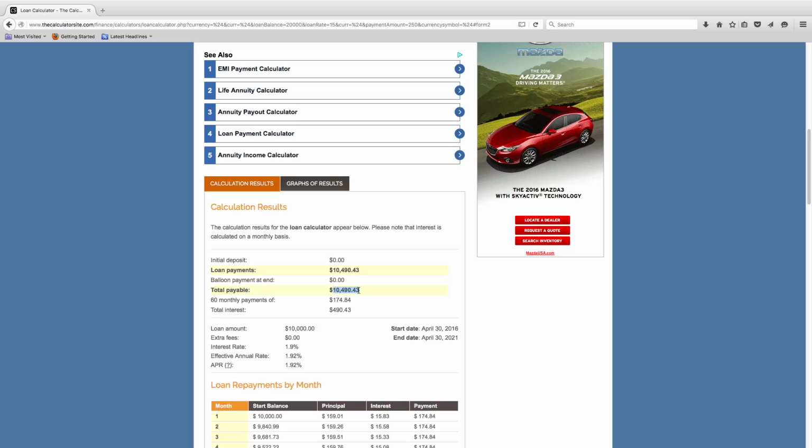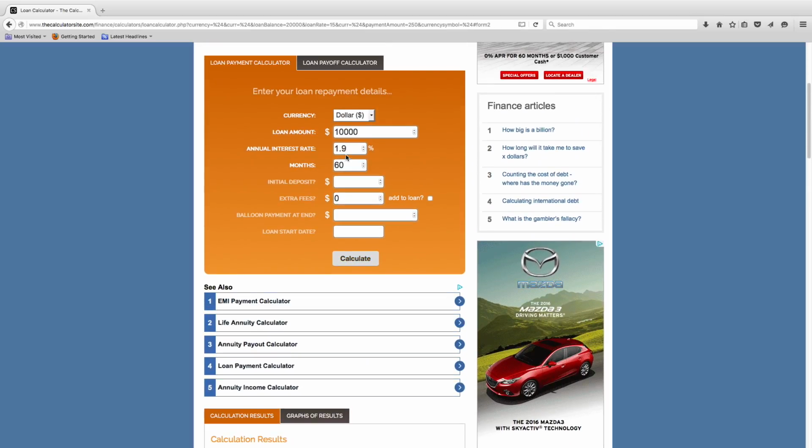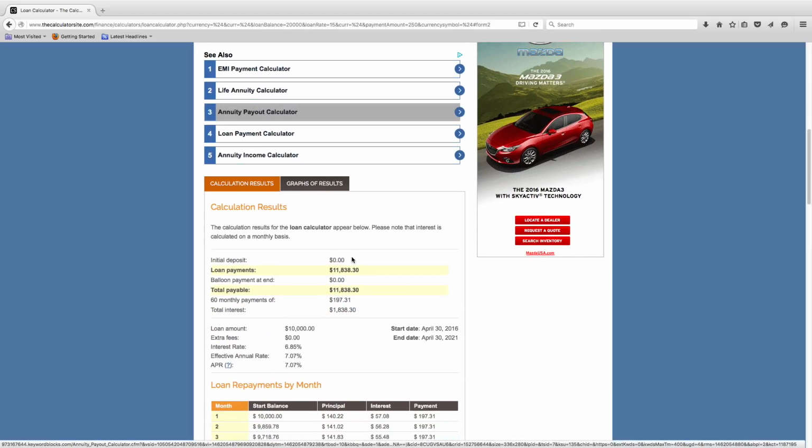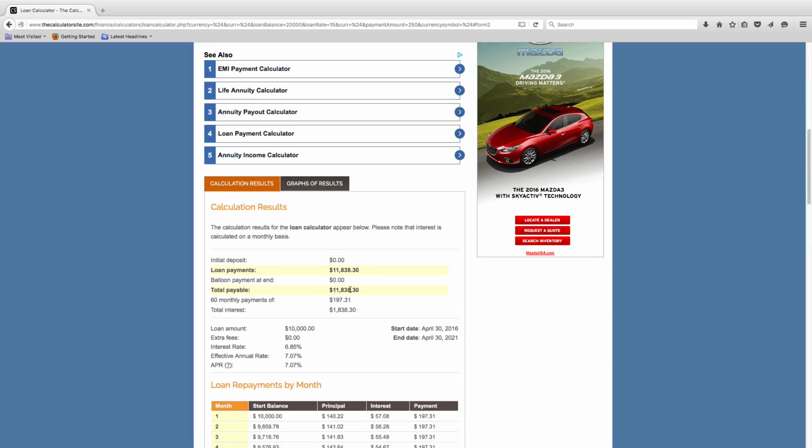Well, what about if they don't have good credit? Let's say they just don't have any credit at all. They start off in the beginning, C tier, which is about 6.85%. And let's see what happens there. Okay, that definitely jumps it up, obviously. That's going to be a monthly payment of $197, a total interest of $1,838.30, bringing your total loan amount to $11,838. That's a pretty big difference right there.